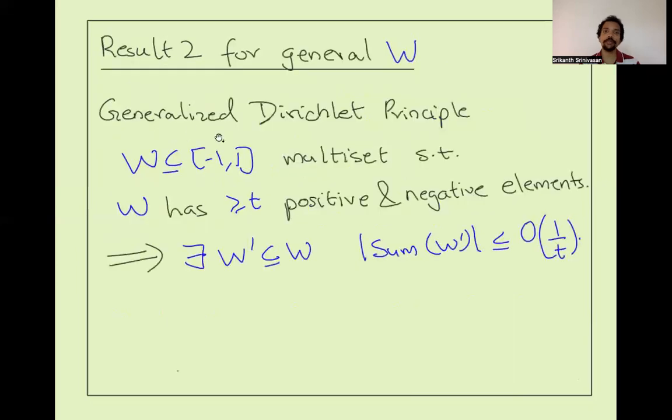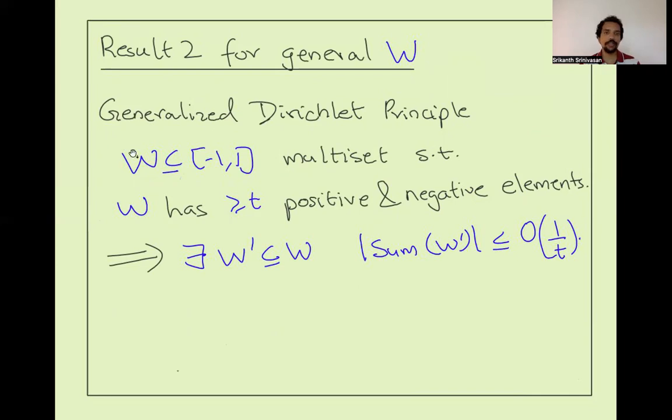What about general W? Okay, so now if W is just an arbitrary multiset of numbers with no structure of this form, then what do we do? Well, we prove a cute generalization of the Dirichlet principle. Okay, and as far as I know, this is new. I asked around in a few places. I could not really find a reference for it. So if somebody knows a reference, please do let us know.